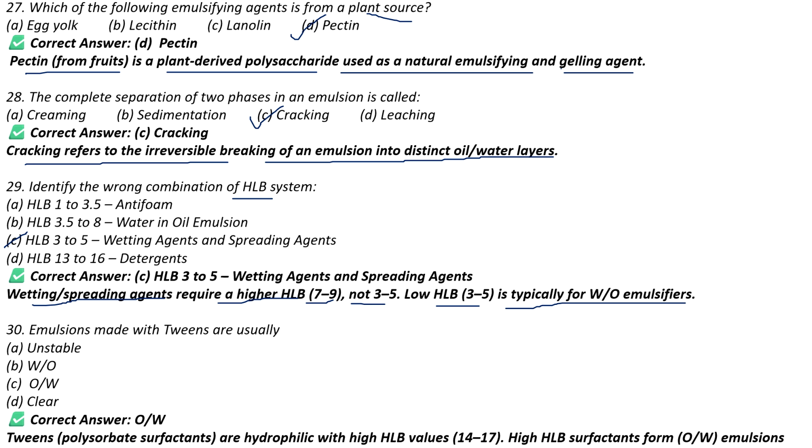Moving on to the final question of today's session, and that is: emulsions made with Tweens are usually. Options are unstable, water in oil, oil in water, or clear. So Tweens, that are polysorbate surfactants, are hydrophilic with high HLB values of around 14 to 17, and high HLB surfactants form oil in water emulsions. So we can say option C, that is oil in water emulsion, is the correct answer for this question.